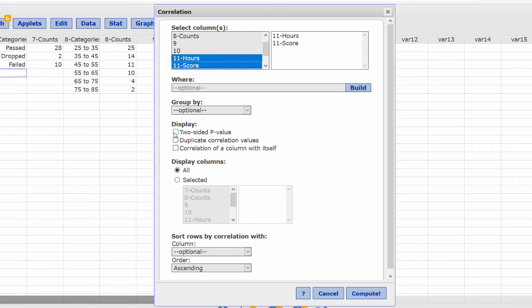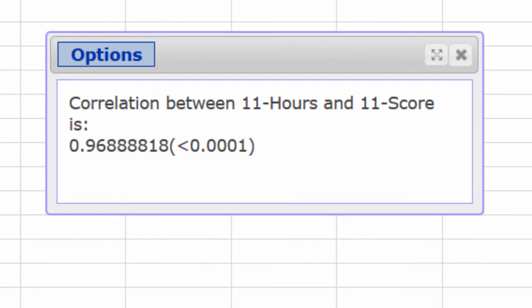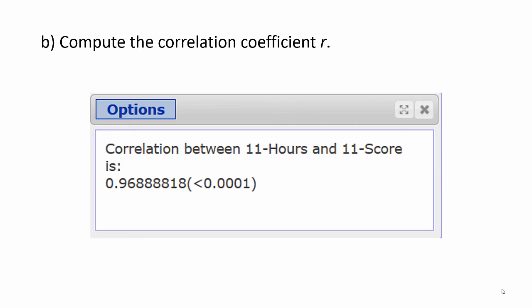A good idea to display the two-sided p-value. Press Compute, and there is our correlation statistic along with the p-value. Here was the output. Here we have, to 3 decimal places, R is equal to 0.969.